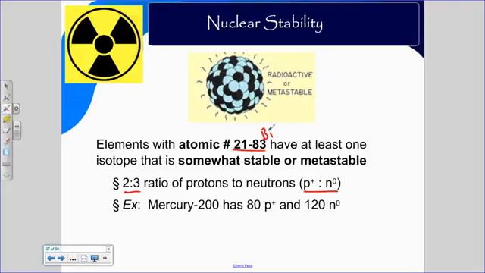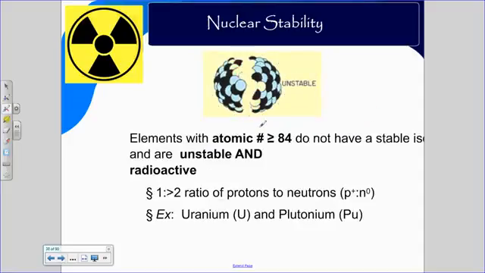Bismuth is our last guaranteed possible stable element. And you may have had bismuth in your Pepto-Bismol when your stomach got upset last. Pepto-Bismol contains bismuth, stable bismuth. Beyond element 83, 84 and up, do not have a stable isotope and are considered unstable and radioactive. Okay? Everything 84 and up is considered unstable and radioactive.